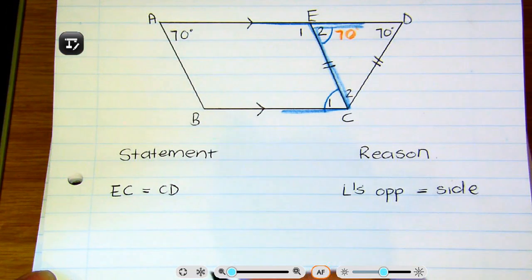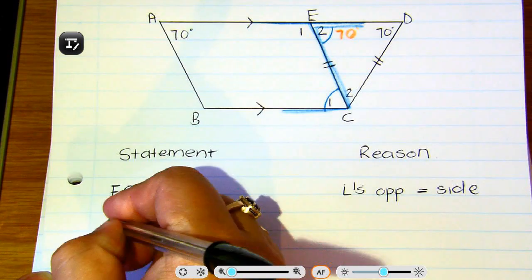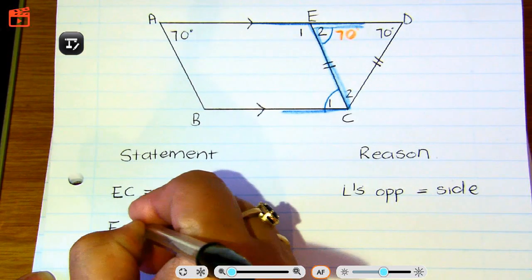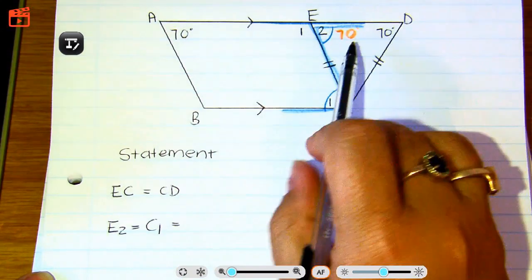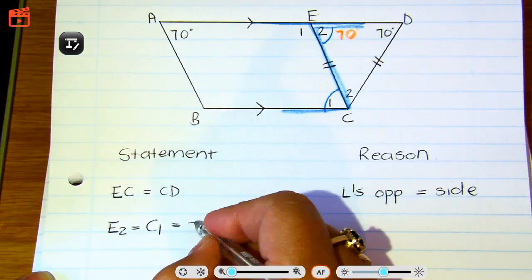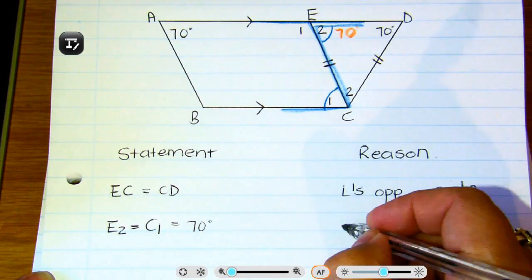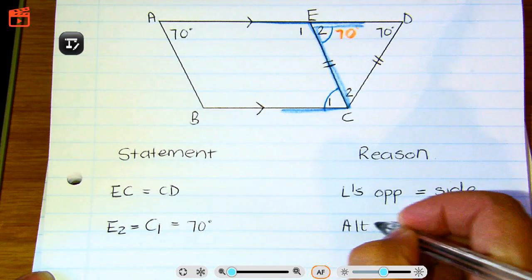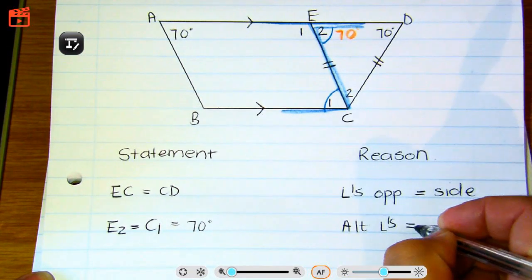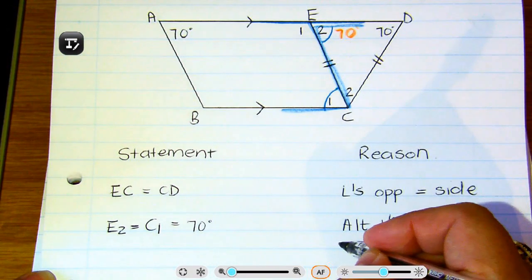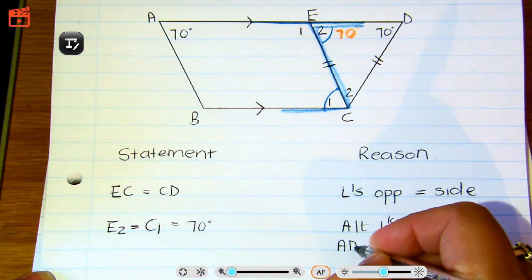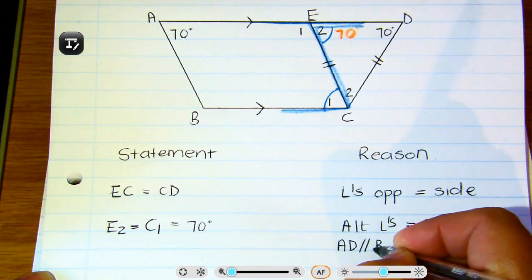So then you can say E2 is equal to C1, which we already know is equal to 70 degrees. Your reason would be alternate angles are equal, but remember you have to state which lines are parallel, so you can say that AD is parallel to BC.